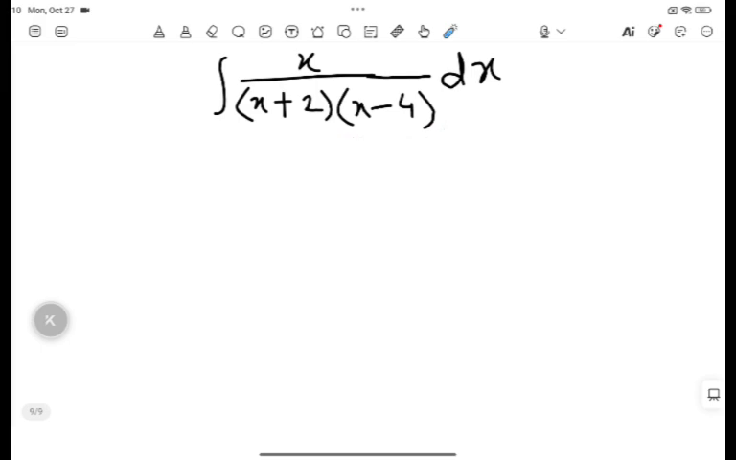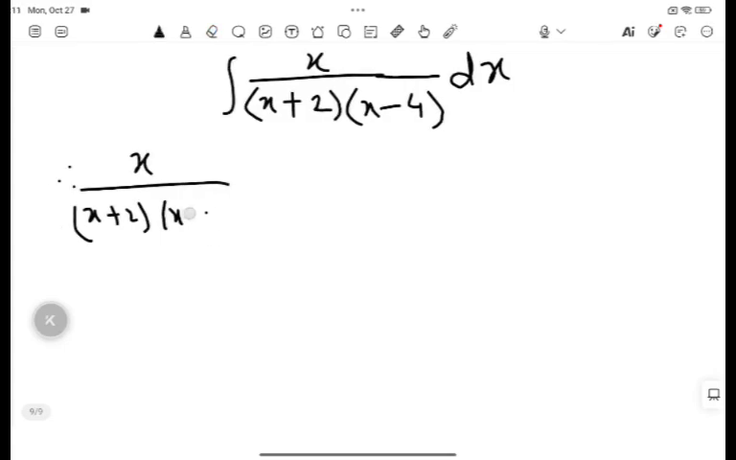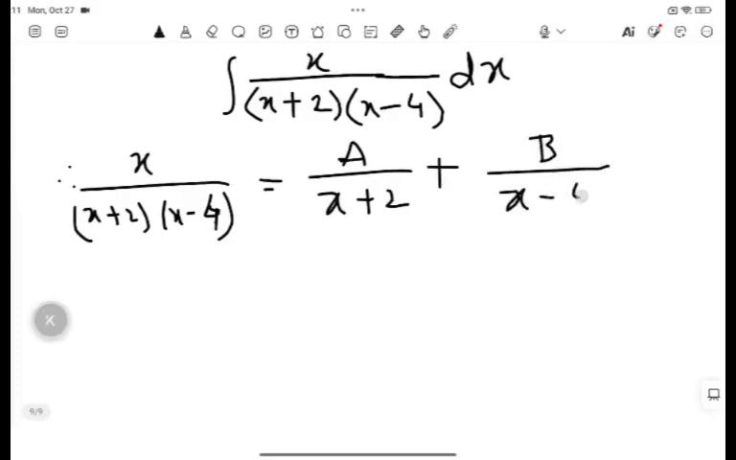factors in the denominator, which means the denominator must be factorized before you apply partial fractions. Here we can see that one factor is x plus 2 and another factor is x minus 4, and both are linear factors. So in this case, we assume this function, sorry, it's x minus 4, right? To be A upon the first linear factor plus B upon the second linear factor.